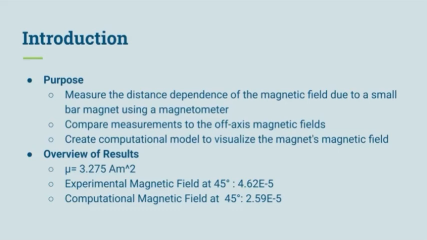Next, the off-axis measurements were recorded and compared to a computational model with the same setup. Using the data from part 1, we can calculate mu from a derived equation. Furthermore, the experimental and computational results for the magnetic field at 45 degrees are compared.